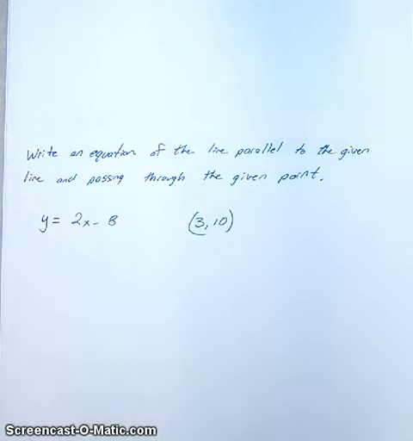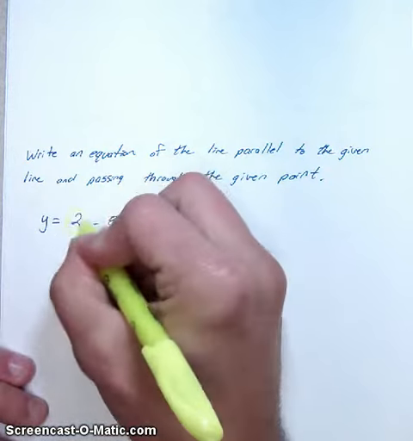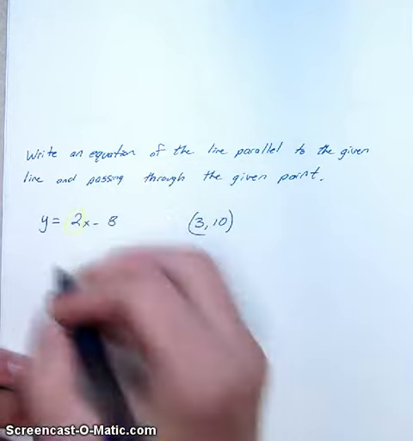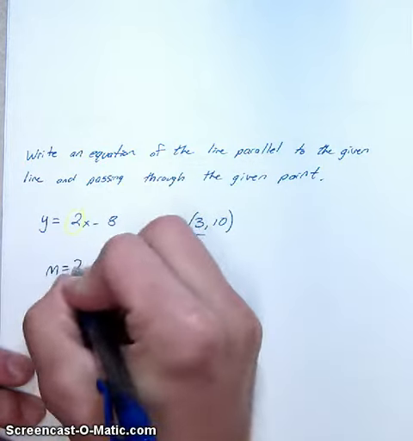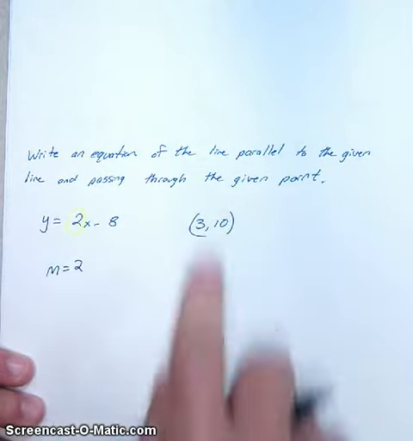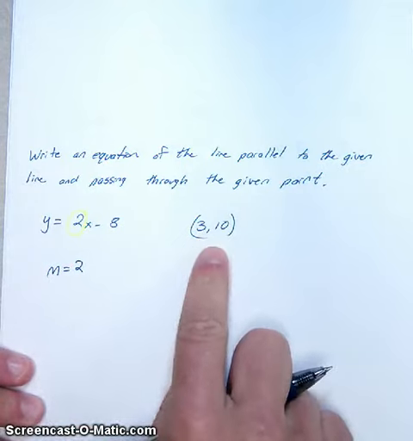Write an equation of the line parallel to the given line and passing through the given point. So we are given the equation y equals 2x minus 8, and we're given the point (3, 10). Well, we know if a line's parallel to it, it's got to have the same slope. So I like to come over here and just identify that. My slope, I know, is 2 for this line that's parallel. I also know it's got to contain the point (3, 10).